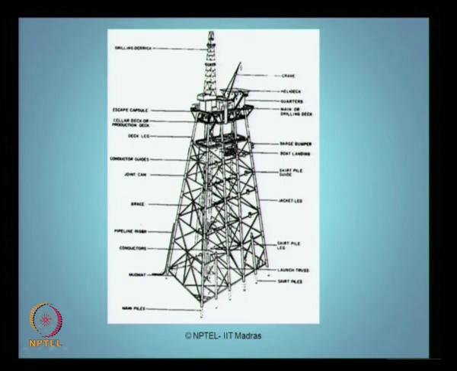You can see a crane and a flare boom, a derrick, the topside, the deck legs, the bracings, the pipeline risers, the mud mat, and the main piles which are shown dotted here. You can also see the skirt piles. You can see what is called a launch truss, which is used to launch the platform. You can see the skirt piles, the skirt pile guides, the barge bumpers, the boat landing facility, etc.